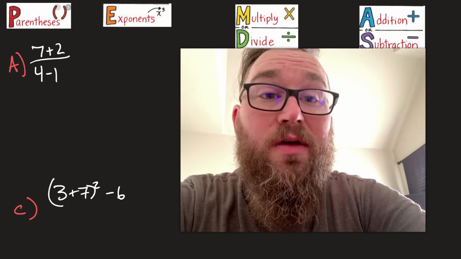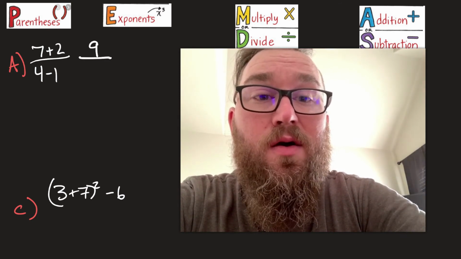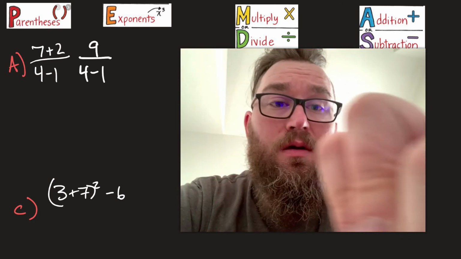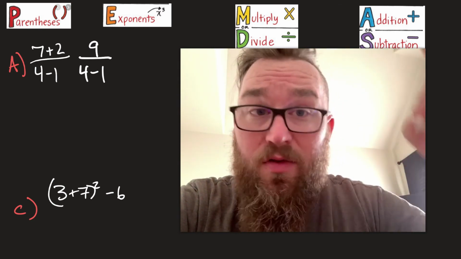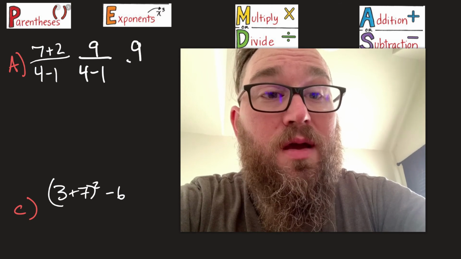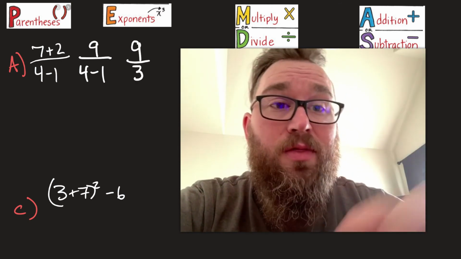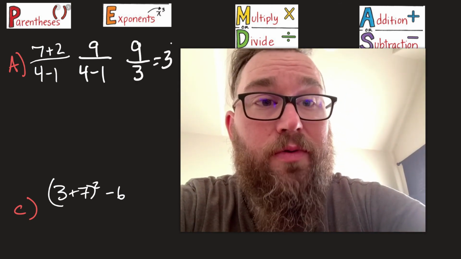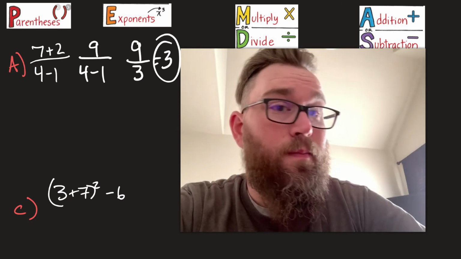So 7 plus 2 is just 9. So now I have 9 over 4 minus 1. I still need to do what's on the bottom now. There's nothing left to do on the top, so I still have a fraction bar. Do the bottom. 4 minus 1 is 3. So now I have 9 divided by 3, which is, of course, 3. What was the answer for A?